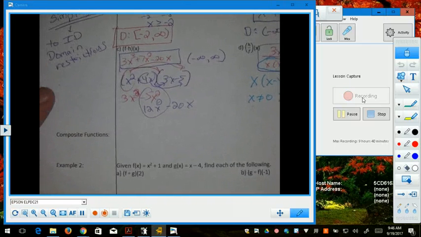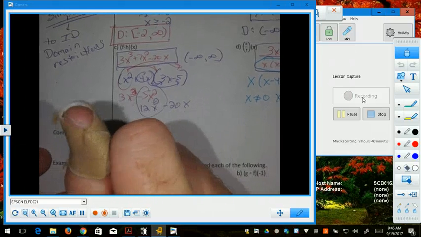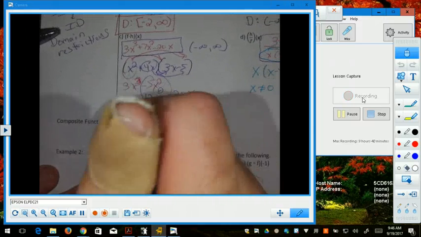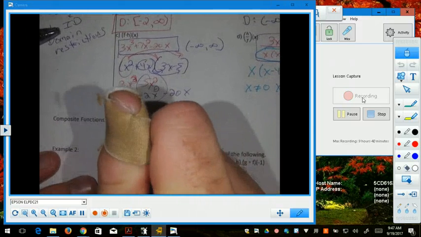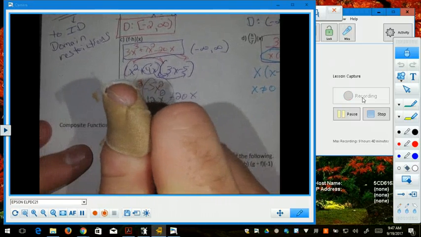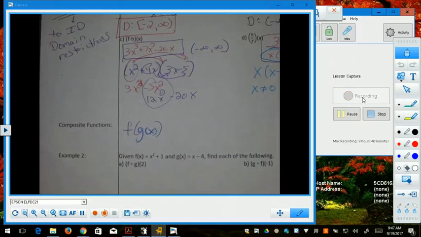Okay, composite functions is where we plug one function into the other. You've done this in Algebra 2. So we have f of g of x. Which one's plugged into the other one? Which one's inside the other one's parentheses? x is inside of g, and g of x is inside of f of x.